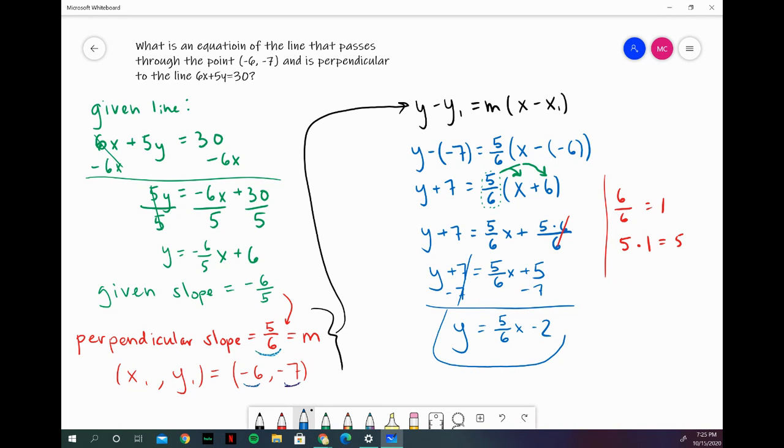And now I have the equation of the line. I know that this line is perpendicular because the slope of my line is the opposite reciprocal of the slope of the given line. And I know that it passes through my point because I plugged in this point for point-slope form. That means we're done.